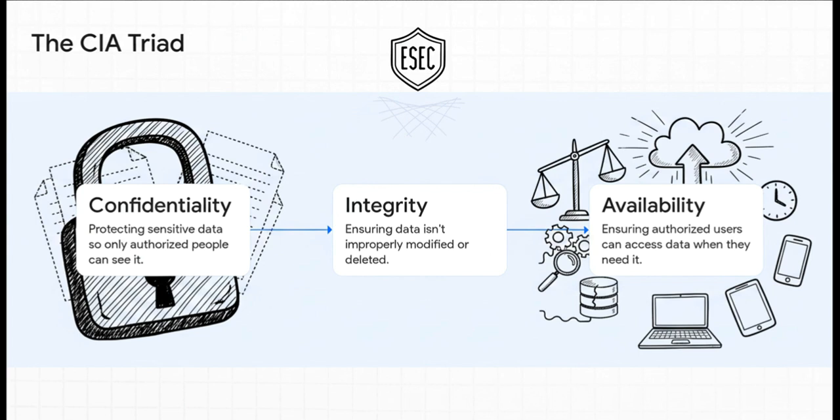So to really understand what ESEC is trying to protect, we've got to talk about this classic model in the security world, the CIA triad. It basically breaks security down into three essential pillars. First up, you've got confidentiality, which is just about keeping secrets secret, right? Then there's integrity, making sure your data is accurate and hasn't been tampered with. And finally, availability, which means the right people can get to the right data whenever they need to.